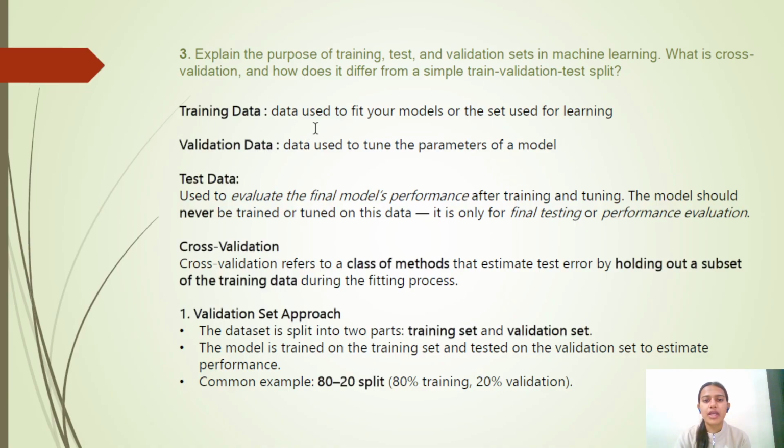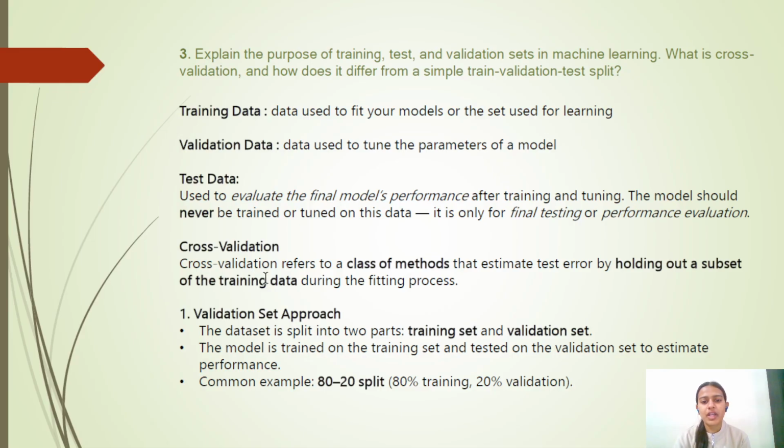So training data is data which is used to fit your model, or the set used for learning. Validation data is data used to tune the parameters of a model. Test data is used to evaluate the final model's performance after training and tuning. The model should never be trained or tuned on this data. It is only for final testing or performance evaluation.